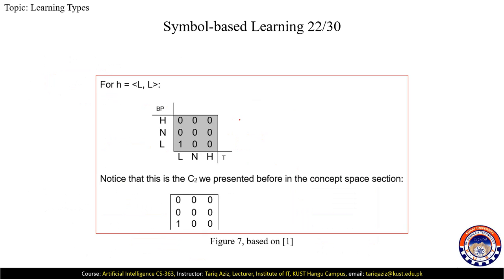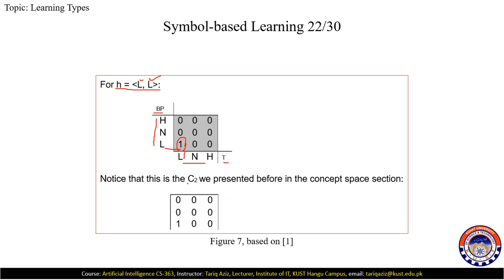Now the second example is, if we write the statement like this: low comma low. In this case, temperature is low and blood pressure is low. So here again the table, we have blood pressure here, we have temperature here. This is the temperature and this is the blood pressure. Now both of them are low, so this is the intersection point. Now our hypothesis is 1, okay.